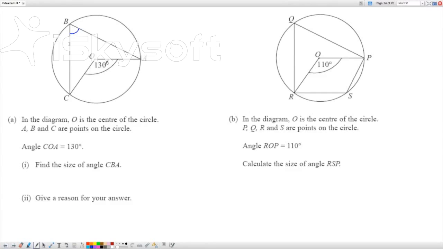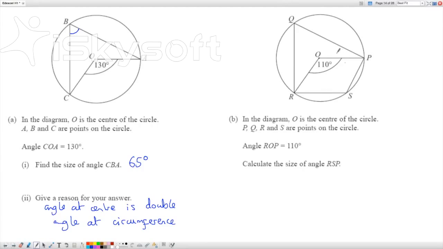One rule states that the angle at the circumference is half the angle at the centre, or said in another way round, the angle at the centre is double, twice as big, as the angle at the circumference. So here, the angle at the centre is 130, so the angle here at the circumference will be half that, 65 degrees.